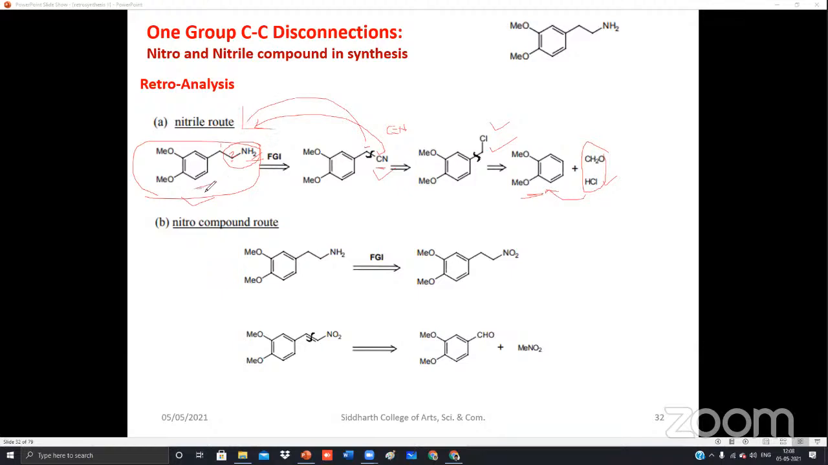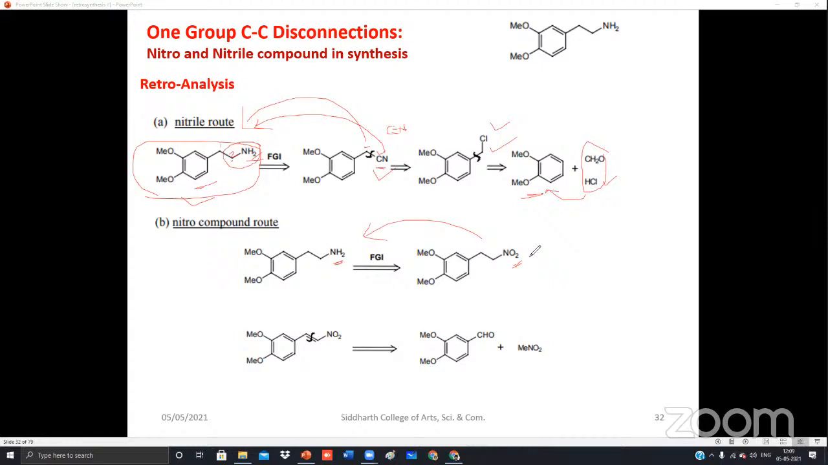Now the same compound can be tackled another way, in which you use the nitro compound instead of NH2 as a functional group. That is FGI. Suppose I have changed the functionality from NH2 to NO2. I can do this nitration, and I can get back this NH2 group by simple reduction with hydrogenation, or you can use lithium aluminum hydride, or another simple reagent like a metal in the presence of acid, like Sn/HCl, tin and HCl. So lots of reagents are available to reduce nitro groups to amino groups.